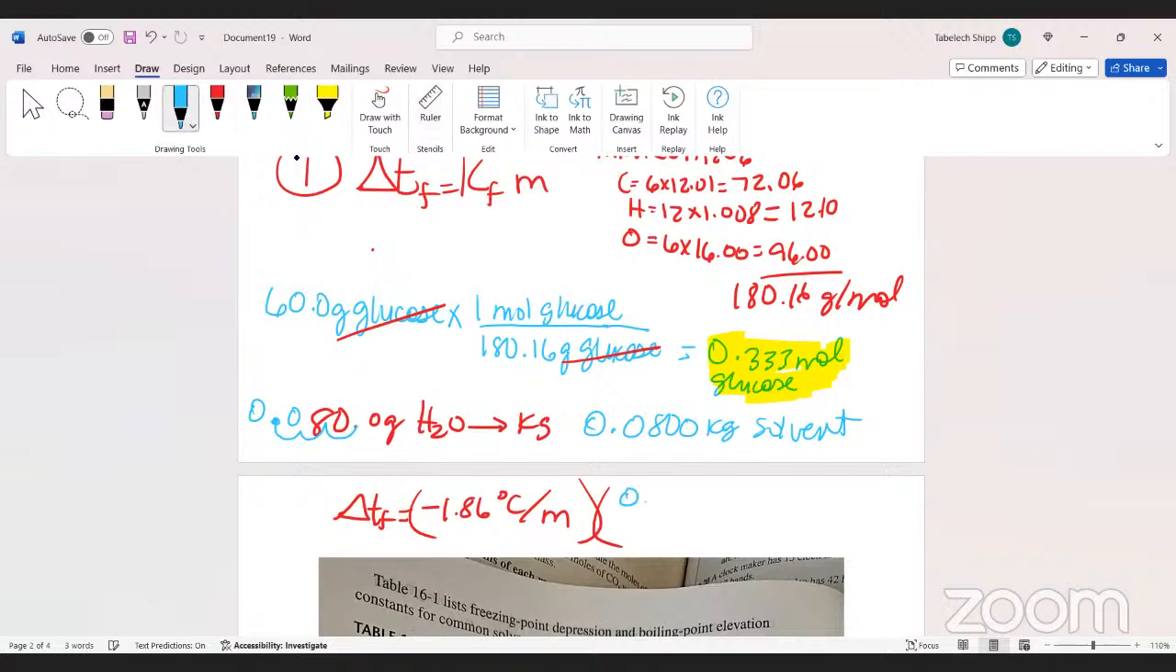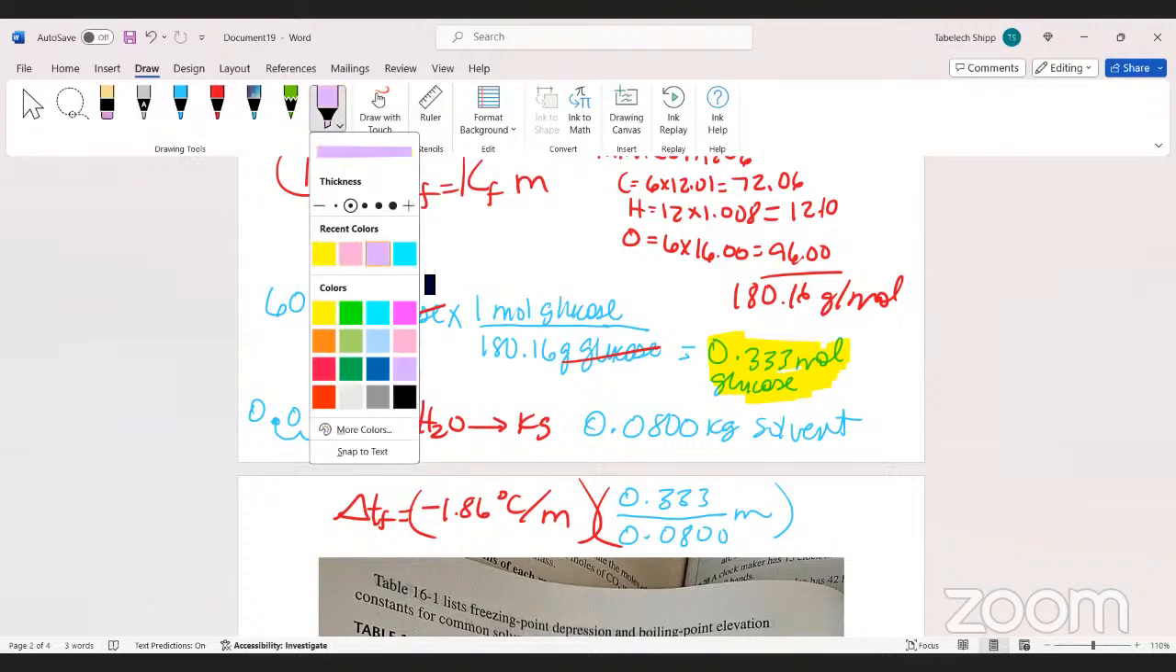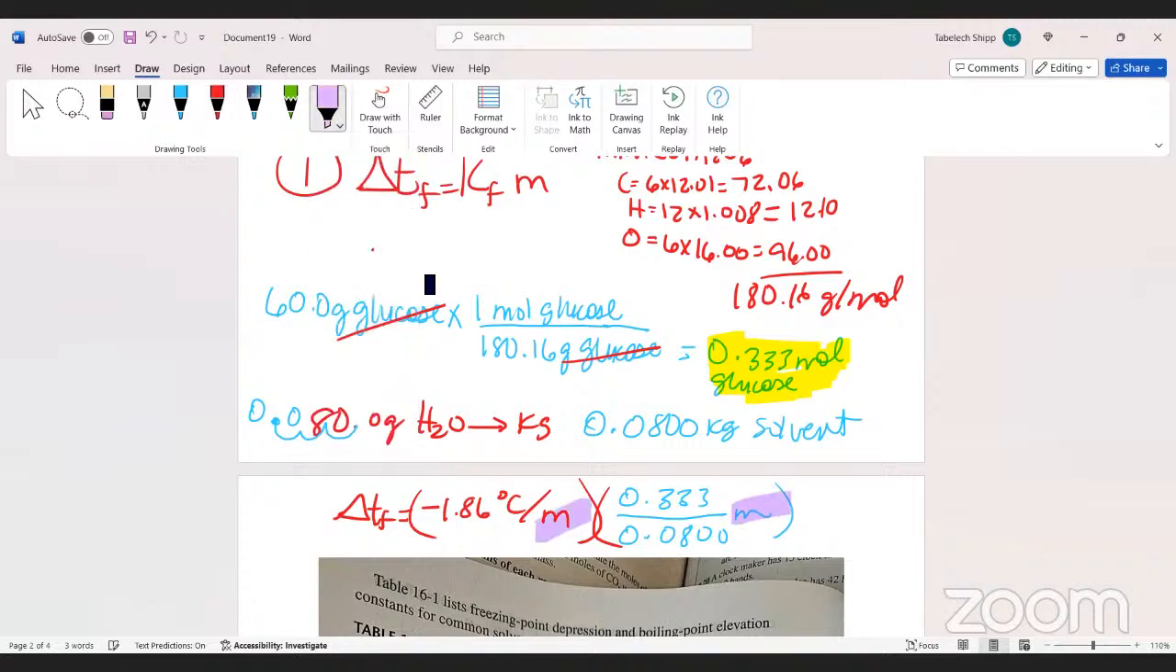So 0.333 divided by 0.0800. And I'm just going to put that little funny M for molality, okay? And all I'm going to do now is get rid of my units here for molality, because we don't need those anymore, okay? Cross those out, the M's cross out, okay? And we're left with degrees Celsius because we were trying to find the delta T of F.